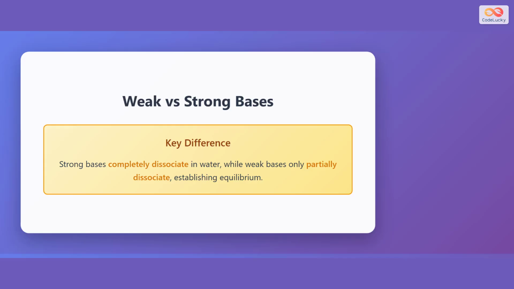The key difference between weak and strong bases lies in their dissociation behavior. Strong bases completely dissociate in water, breaking apart into 100% ions. In contrast, weak bases only partially dissociate, establishing an equilibrium between the undissociated molecules and the ions. This fundamental difference determines their strength and pH behavior in solution.